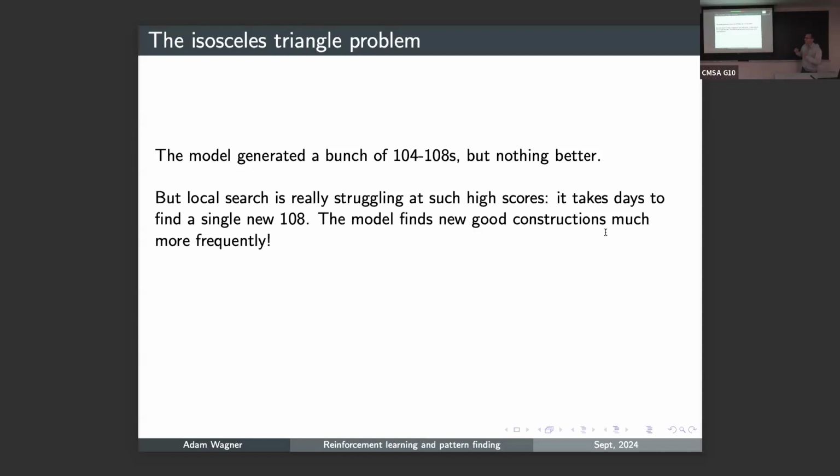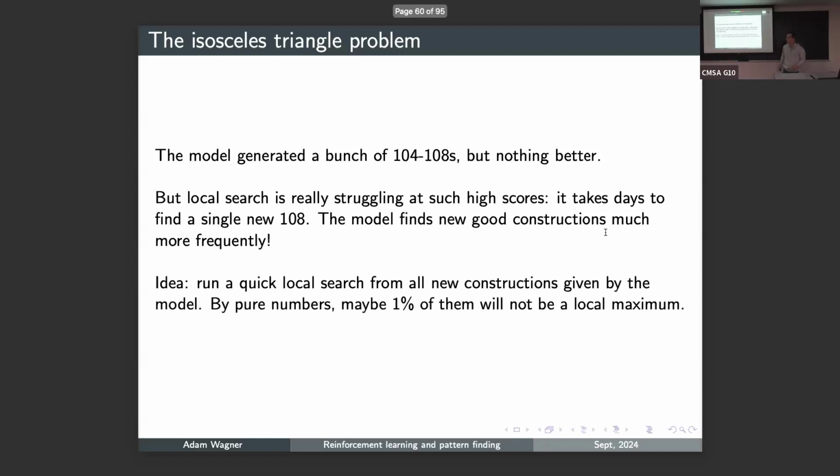Okay, but this is still only 108. So what good is this? Well, the next step is the following. If you believe that 108 is not the solution to this problem, then in this huge search space, somewhere there exist some 109s, some 110s, and so on. And because the scoring function is very smooth, these 109s must be surrounded by lots and lots of 108s. So this means that some tiny fraction of the 108s must not even be locally optimal.